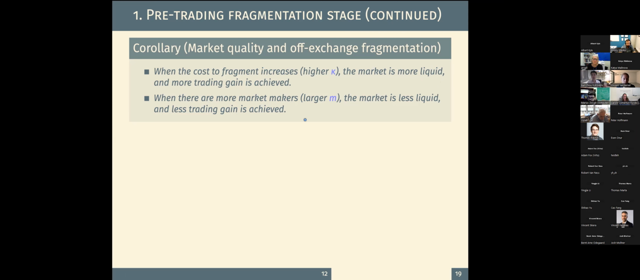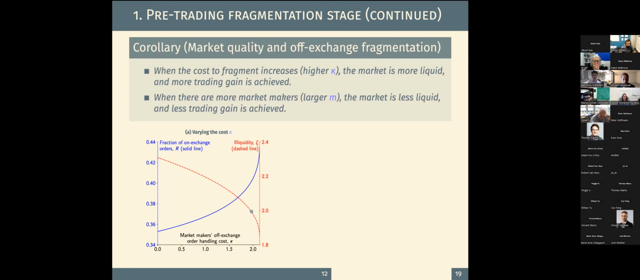On the other hand, if we increase the number of market makers, again, in this symmetric strategy equilibrium, they will acquire more orders off exchange. And therefore, the market becomes less liquid and there is less trading gain achieved. Okay? And that's the numerical illustration. If we increase the cost of acquiring orders off exchange, then we have an increasing amount of orders going on exchange because the market makers can acquire less. And because there are more orders on exchange, the illiquidity actually drops or liquidity improves.